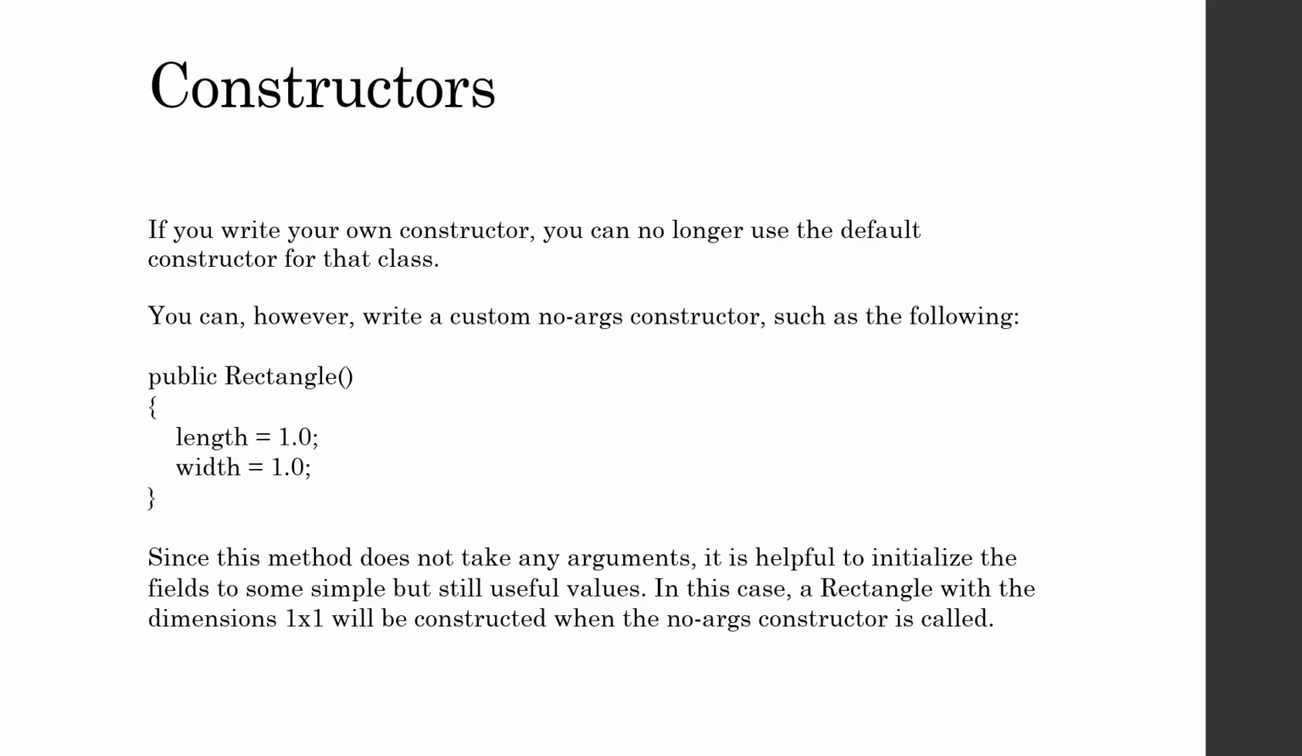So the general rule that I'm trying to follow here: since this method does not take any arguments, it is helpful to initialize the fields to some simple but still useful or practical values. Naturally, if you're trying to construct a rectangle object, it doesn't really make sense to have an initial length and width of 0. That's not really useful or practical when it comes to drawing a shape. So instead, we're going to set it to a 1 by 1 rectangle. In this case, a rectangle with the dimensions 1 by 1 will be constructed whenever the no-args constructor is called.